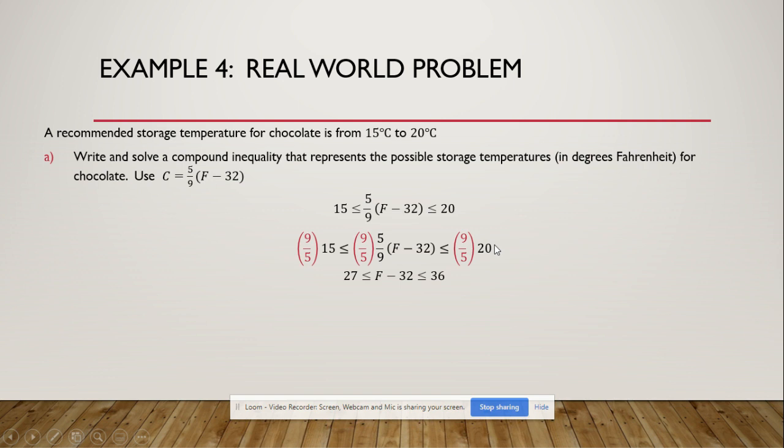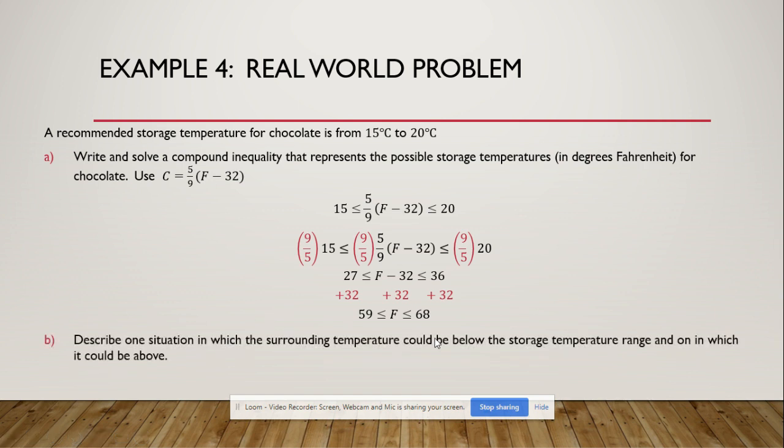9 times 20 is going to be 180. And 180 divided by 5, 36. Now, we're subtracting a 32 here in the middle. We want to get the F alone, so let's add 32 to all three sections. And we get that Fahrenheit needs to be somewhere between 59 degrees and 68 degrees. So now I've got a good concept in my brain as to how warm that is and at what temperatures and what rooms could I store the chocolate.